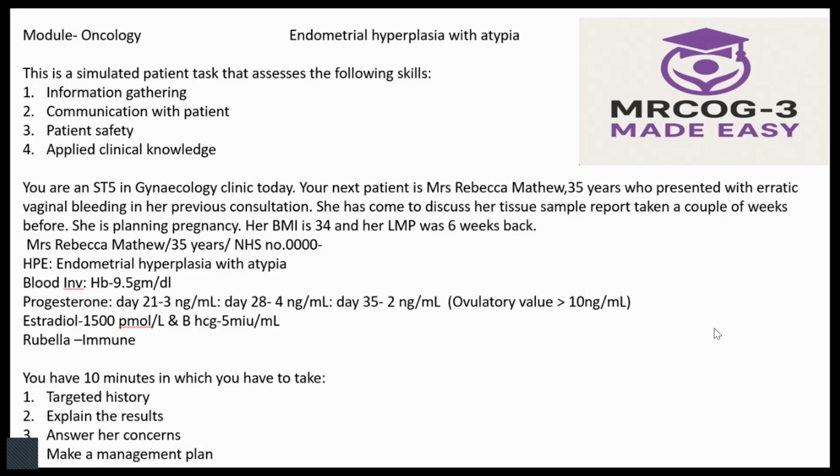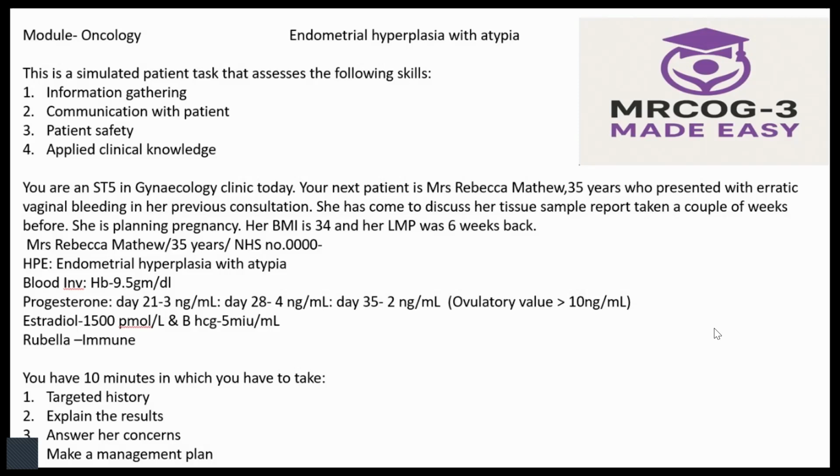Any issues with you or your partner when you have intercourse? That means you want to know whether she has any problem like vaginismus or dyspareunia, or any pain. Do you have any pain or any bleeding when you have sexual activity? She will say usually postcoital bleeding will be there. She said, yes, doctor. Whenever I have sexual activity, I have this bleeding.